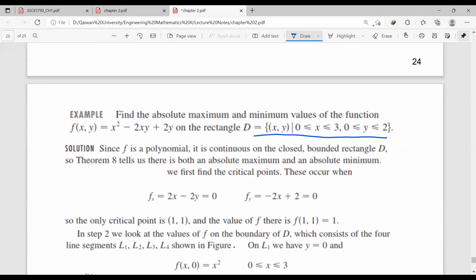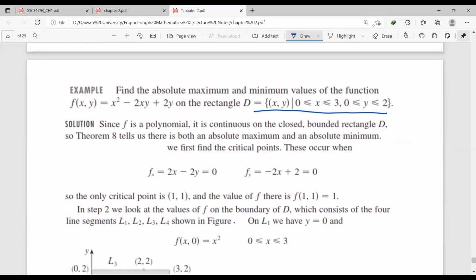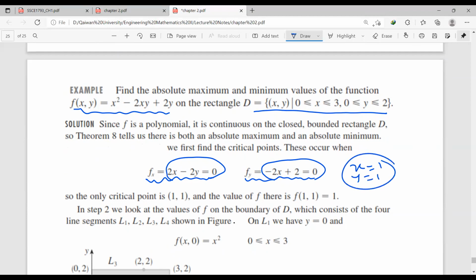In the example, as it's written above, we should first, in step one, find the critical points. We can get the critical points as we did in the previous examples. We are going to find f sub x and f sub y for the function f of x, y, with respect to x and y, and we equal each to zero. Here, we can get the values of x and y, and we get that x is 1 and y is 1. That means here we get only one value for x and one value for y. Okay.